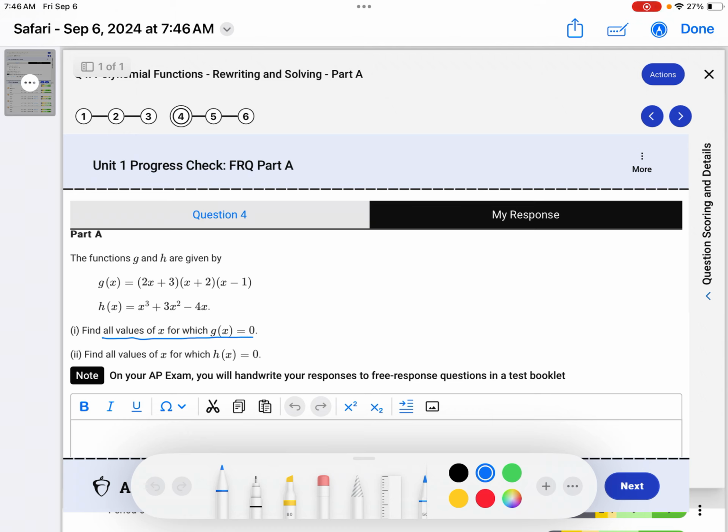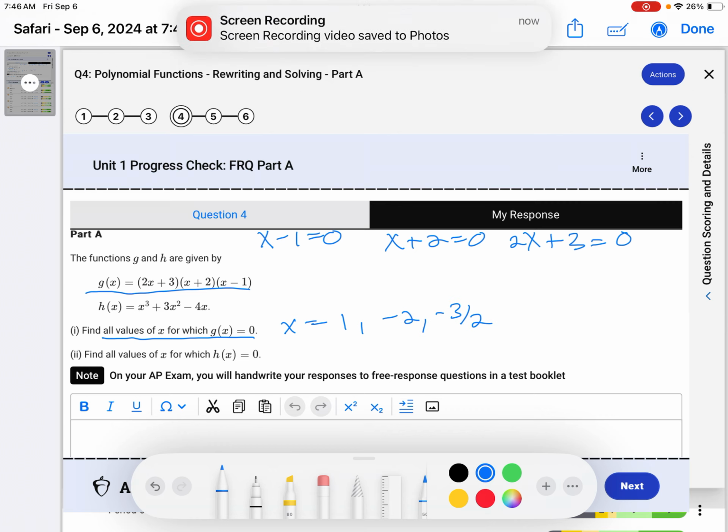Okay, all of the values for which g of x equals 0. That means when is the function equal to 0? Same thing as basically find the zeros. So, and it's talking about g. The zeros, all you have to do is take all of the factors and set them equal to 0. So your zeros would be 1, -2, and -3 over 2. It's as easy as that.